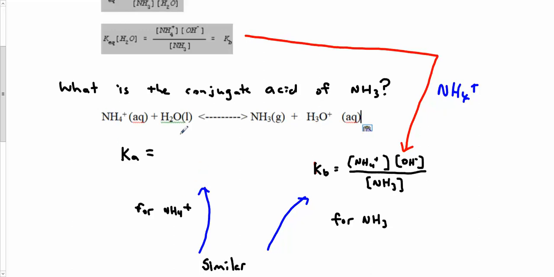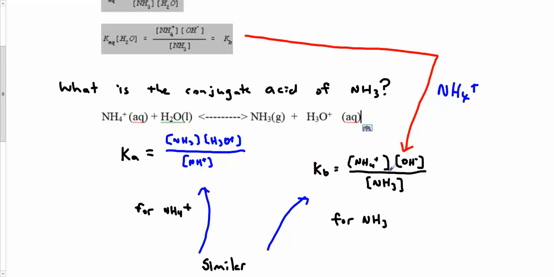Ka for this reaction right here would be the concentration of NH3 times the concentration of H3O plus, over NH4 plus. Both exponents are 1 because the coefficients are 1. Does water go down here? No. Don't put water in. That's what Ka is. And Kb is this.